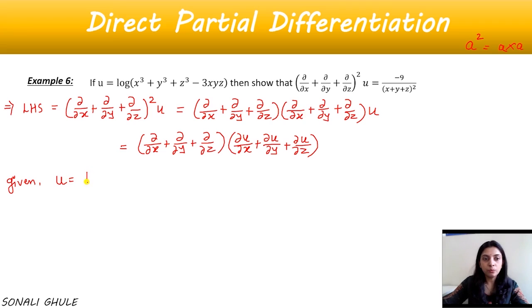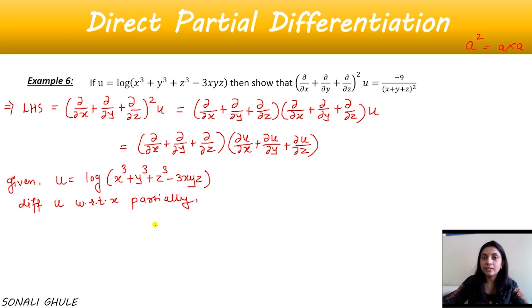U is equal to log of x cube plus y cube plus z cube minus 3xyz. So I hope now it is clear to you what we have to do to solve these kind of examples. First of all, we have to always check what we have to prove here. Okay. Now differentiating u with respect to x first. So here differentiate u with respect to x partially.